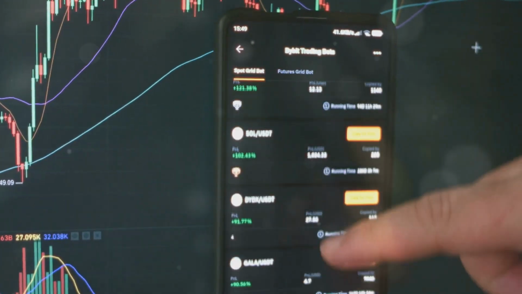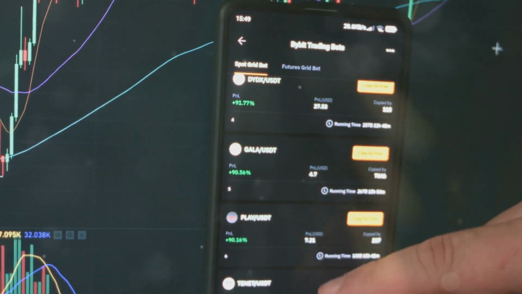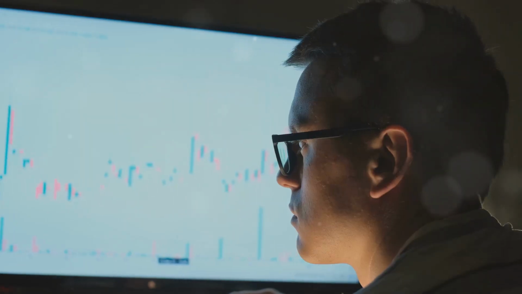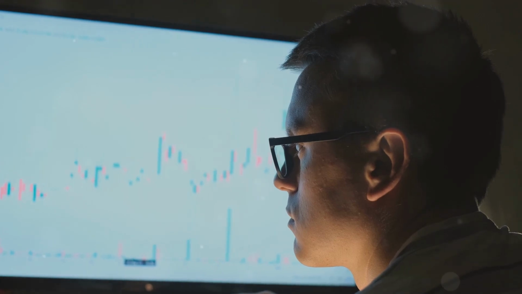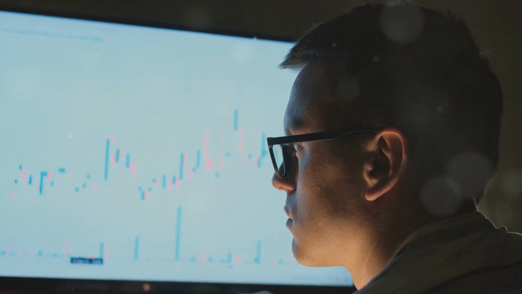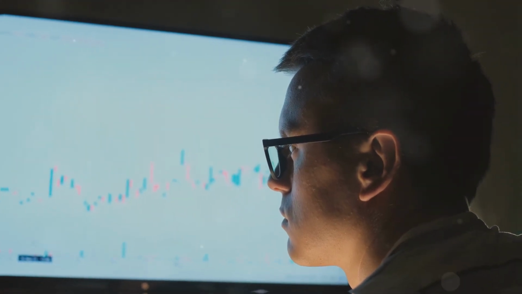Chaikin Money Flow, or CMF, combines price and volume to assess the strength of buying or selling pressure. Values above zero indicate accumulation, while values below zero suggest distribution.